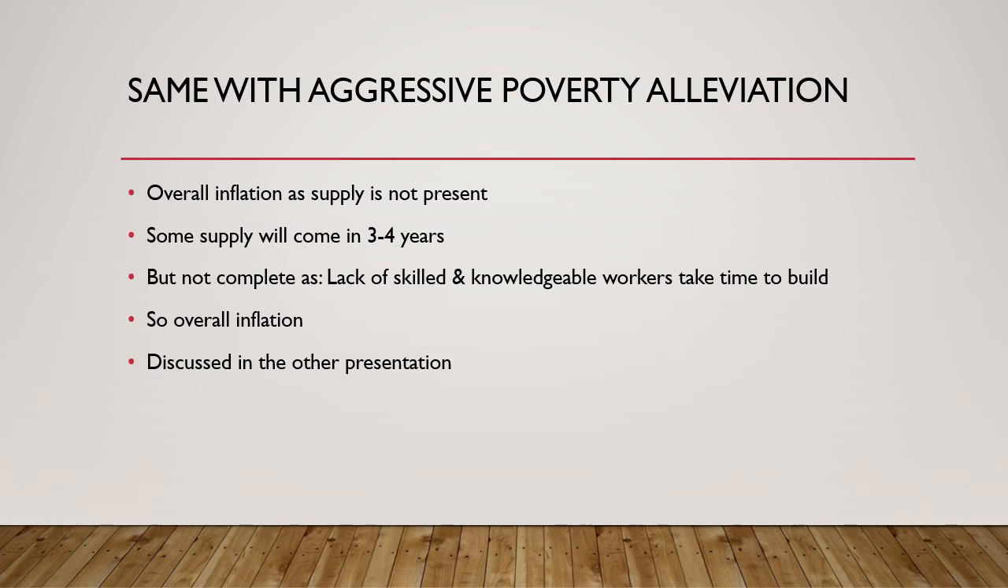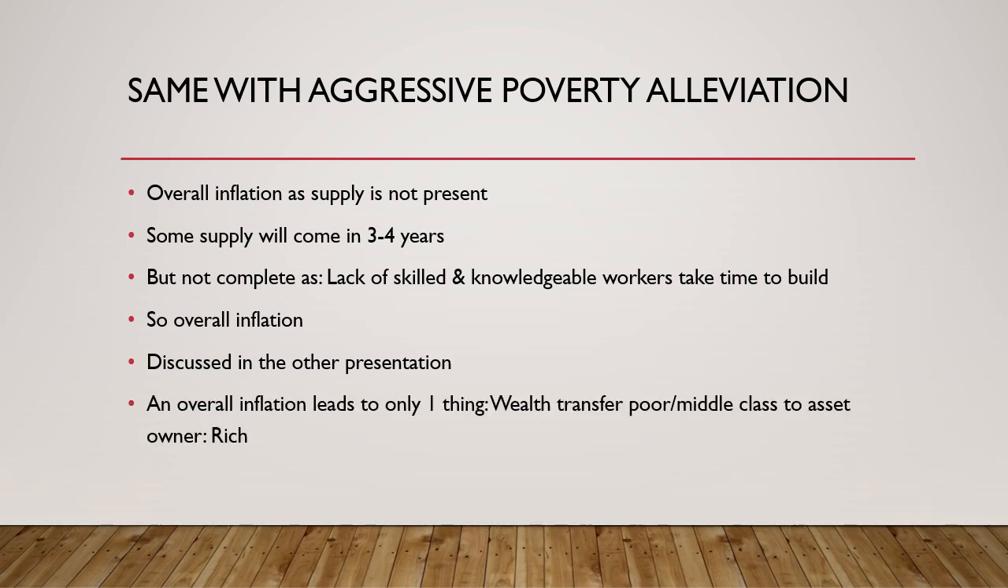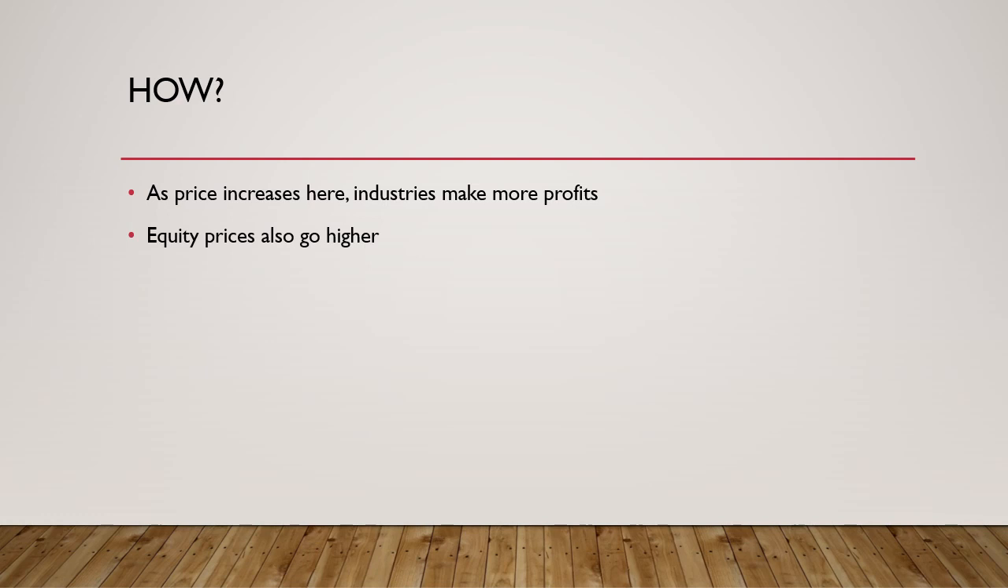But just briefly I will tell you that an overall inflation in the economy leads to only one thing, and that is wealth transfer from poor and middle class to asset owners who are generally rich. Why is that? How does that happen? Well, if the price increases, the profit of the industries increase. Since the profitability of the industries have increased, the equity prices increase.